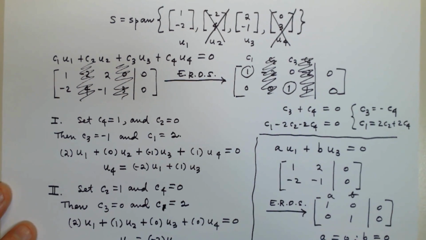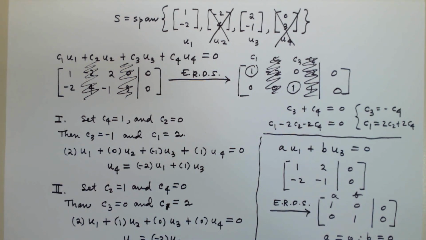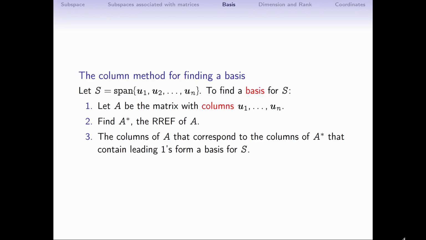All right, let's take a look at this method in kind of a general form. Now let's try to extract from our previous solution a method, and I'm going to call this method the column method for finding a basis. So let S be the span of the vectors u1 through un. Our goal is to find a basis for S.